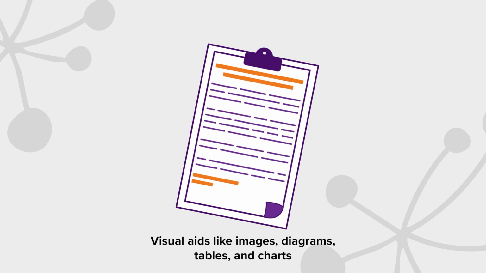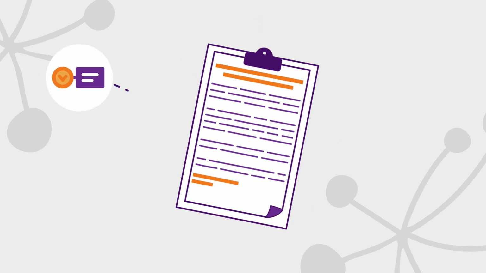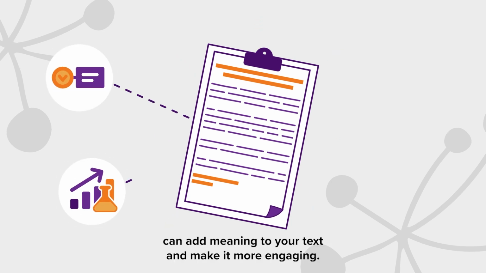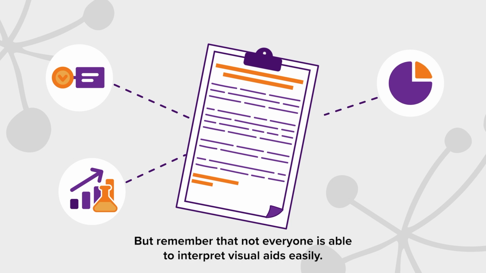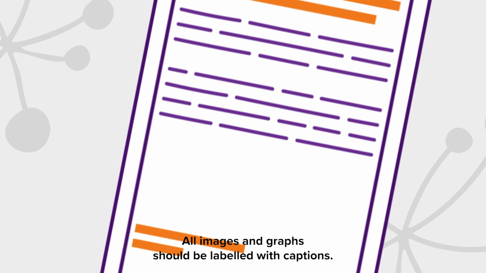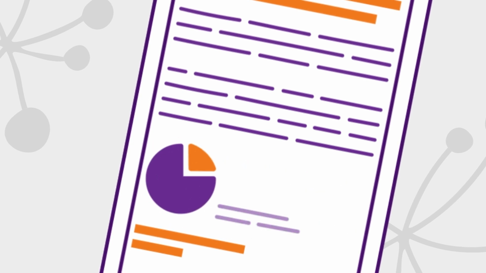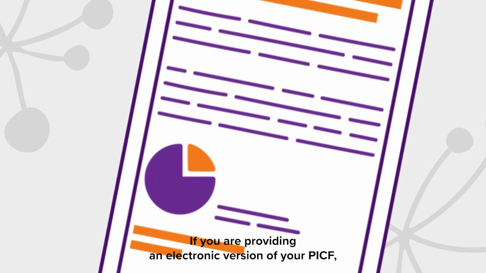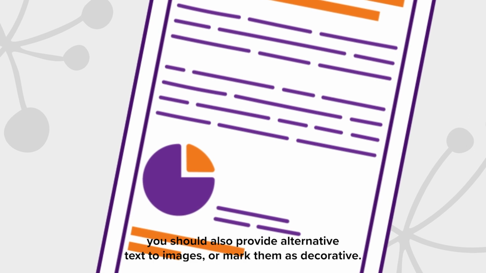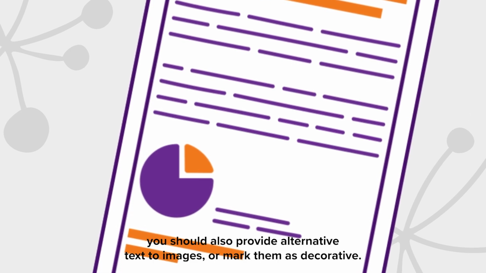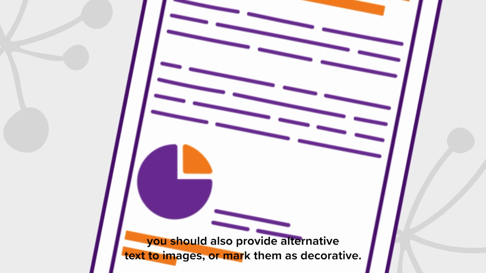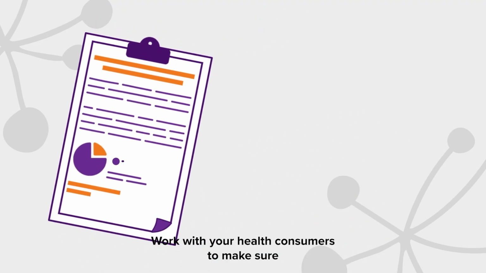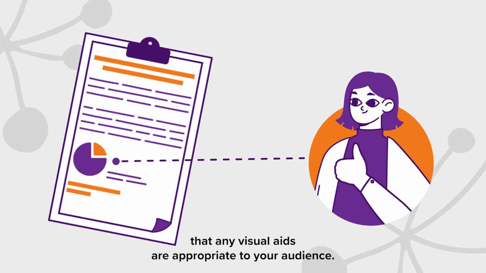Visual aids like images, diagrams, tables and charts can add meaning to your text and make it more engaging. But remember that not everyone is able to interpret visual aids easily. All images and graphs should be labelled with captions. If you are providing an electronic version of your PICF, you should also provide alternative text to images or mark them as decorative. Work with your health consumers to make sure that any visual aids are appropriate to your audience.